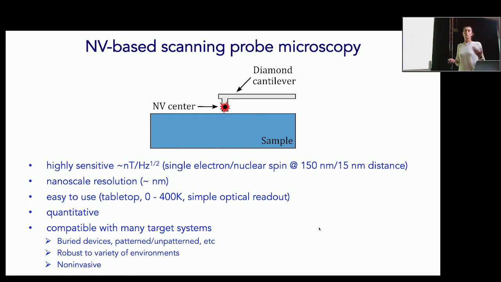Tabletop experiments, simple confocal microscopes, commercial microwaves and commercial light sources are available. Importantly, the NV sensor works over a large range of temperatures, from low temperature up to 400 Kelvin and even higher, allowing us to, for instance, probe phase transitions in condensed matter systems. It's quantitative, I already mentioned that, but I think that's an important feature that differentiates the NV sensor as a magnetic sensor from other magnetic sensing platforms such as, say, MOKE or MFM. And it's compatible with many target systems, being non-invasive and robust to a variety of environments. One can sense things at the surface or below the surface, which, for instance, STM cannot do.